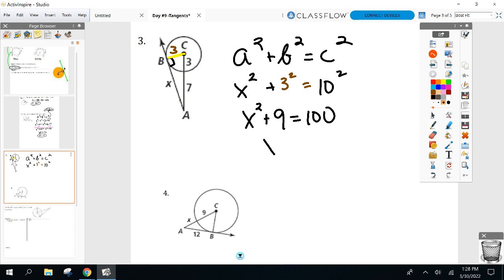What are we looking at? X squared equals 91. Oh, so sad. I didn't get any rounding directions. Looks like I'll have to make them up on my own. And those rounding directions probably would be what for me? Simplest radical form, yeah.